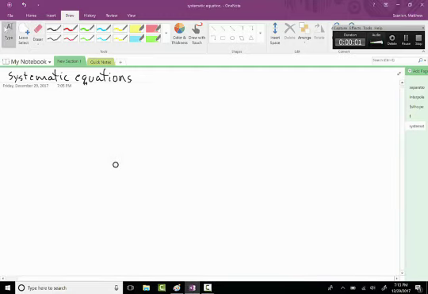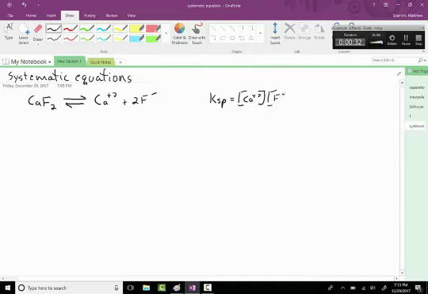This is systematic equations. We're going to talk about a reaction like this. I'll start with something really simple. CaF2, we all know, is a slightly soluble salt, and so it's in equilibrium with calcium plus 2 and 2 fluorides. It has a KSP, which we know is the concentration of calcium plus 2 times the concentration of fluoride minus squared. You've got to be a little bit careful here. It's really activities, but I'm going to use concentration in my symbols all the time.